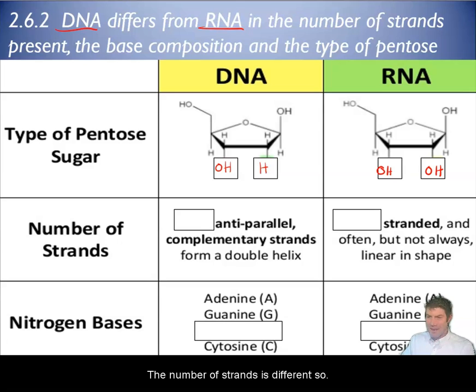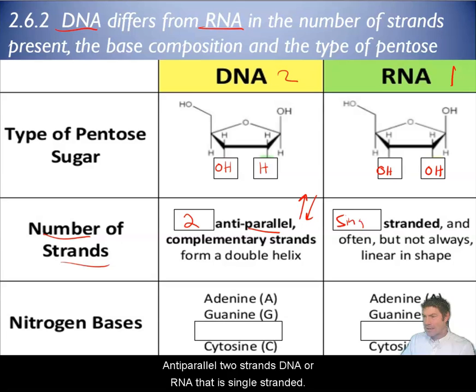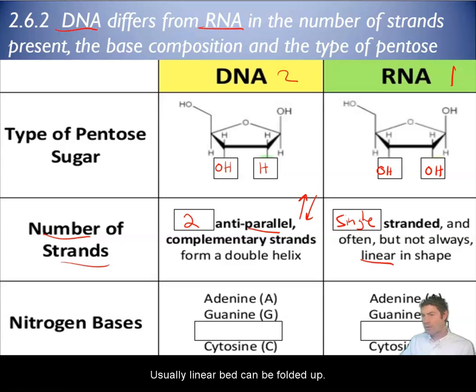The number of strands is different. DNA is typically double-stranded, and RNA is typically single-stranded. So we have two anti-parallel strands. That's like a two-way street. You've been on two-way streets before. There are also one-way streets, and that would be more like RNA. So DNA has two anti-parallel strands, while RNA is single-stranded, usually linear, but it can be folded up.